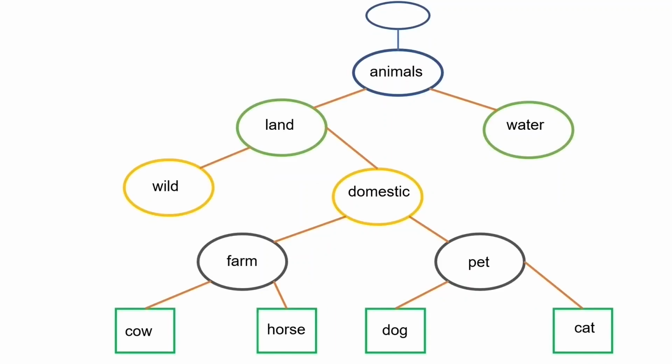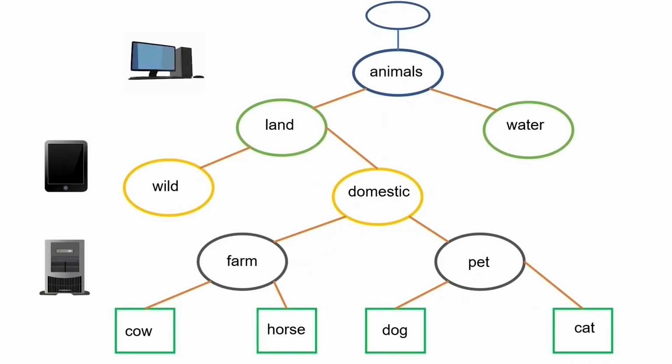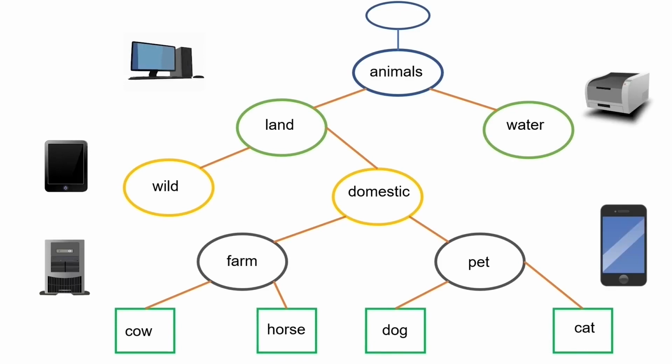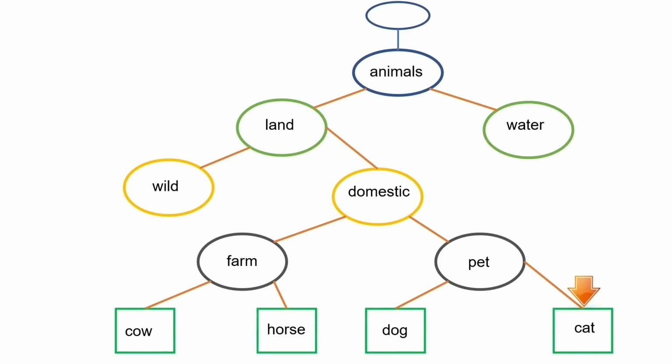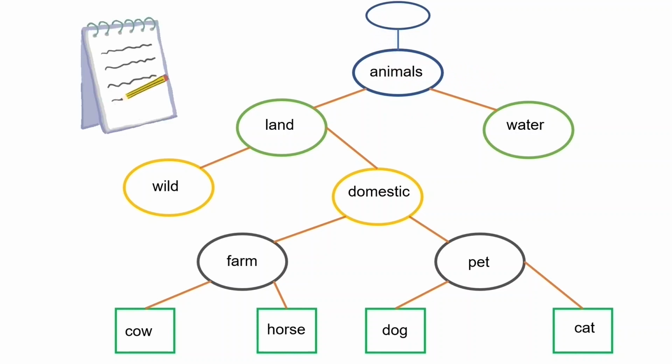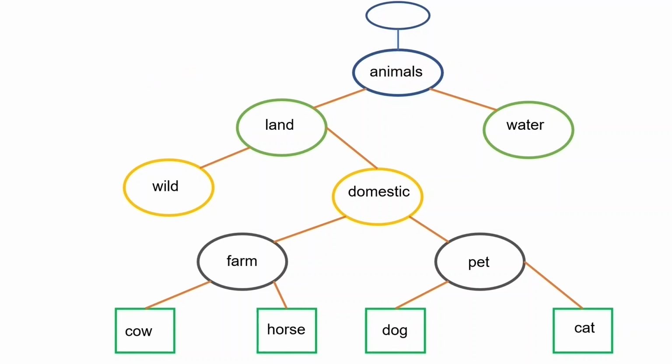A node is a system. It can be an endpoint, a server, or any other computer or device that needs and uses the name. In this database, cat, dog, horse, cow, farm, pet, wild, domestic, land, water, and animals are examples of nodes. If we want to access a node by its name, we need to create a resource record for it in the zone file of its parent name server. The resource record includes the node name and IP address.